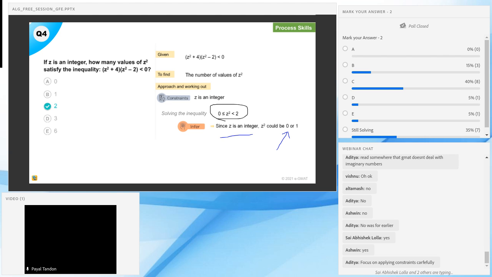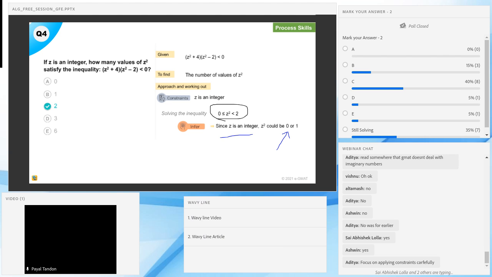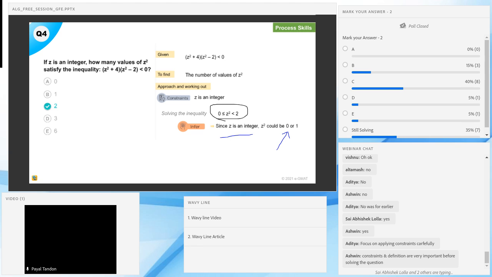And as promised, here is the wavy line video. So in this video, we explain to you the wavy line method, and here is the wavy line article. So I'm just going to open these at your end. The video will start, so you can just pause it, okay? And then we'll take a look at that again later, okay? So this is at your end.